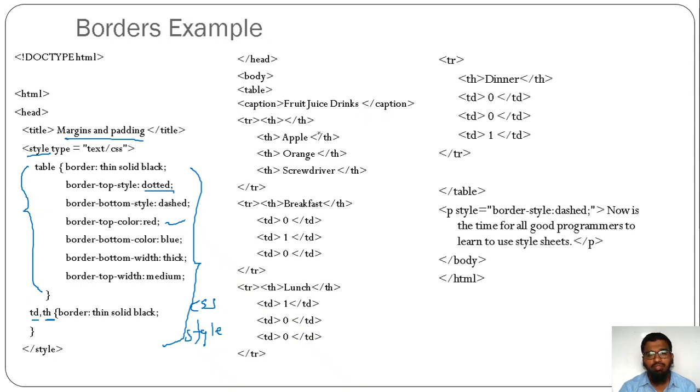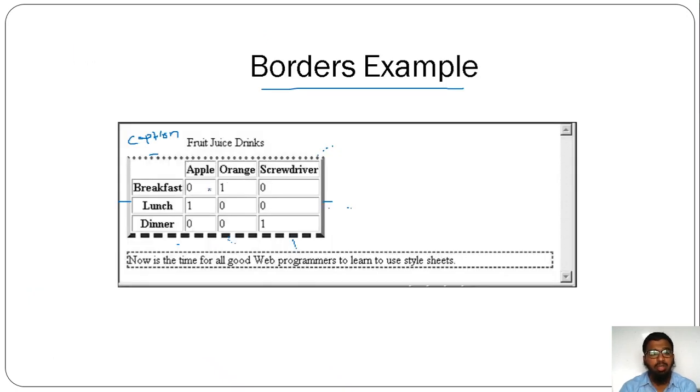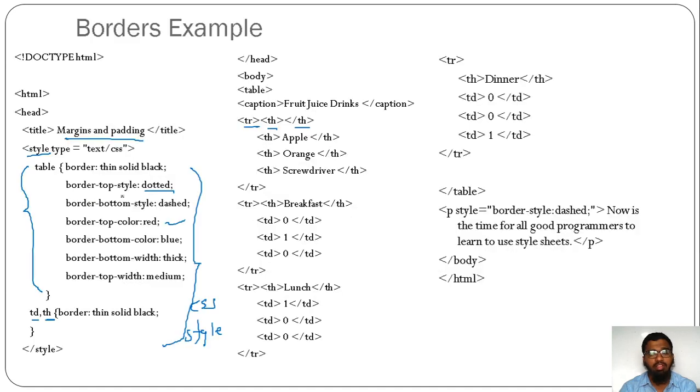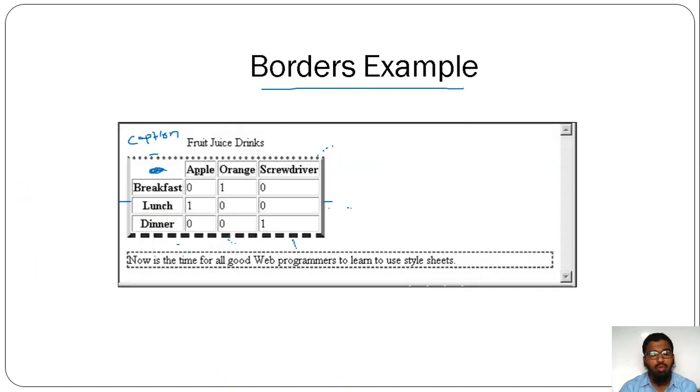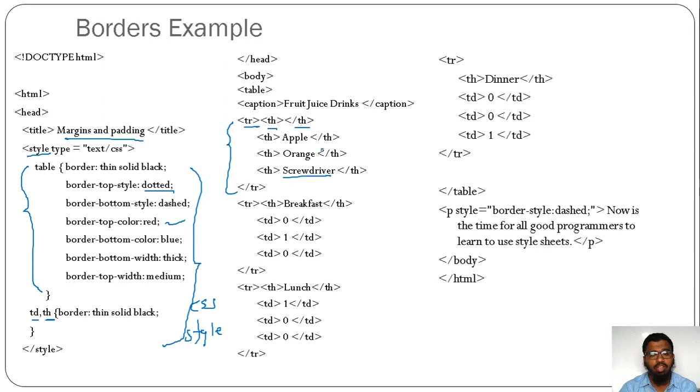So here the caption is fruit juice, drinks. TR is table row, and the first table heading is empty because we are not writing anything there. Next, TH apple, TH orange, TH screwdriver. So this is the first row: apple, orange and screwdriver.